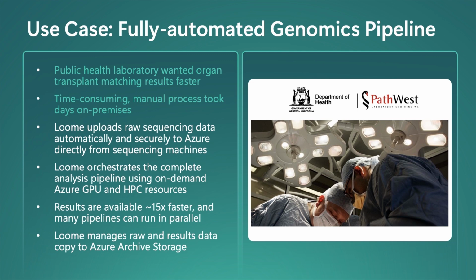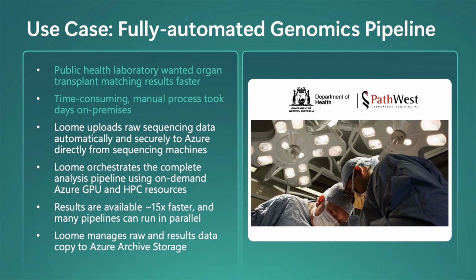This is more talking about our automation. I said that there's certain workloads that are better for automation. This is a particularly interesting case because it's genomics, and that's something we do a lot. PathWest is a public health lab in Western Australia, in Perth, and they were doing this analysis on premises. These particular analyses require GPUs, and GPUs, as you know, are expensive, difficult to come by, and there are plenty on Azure. So what we do with the Loom platform is automation from beginning to end.